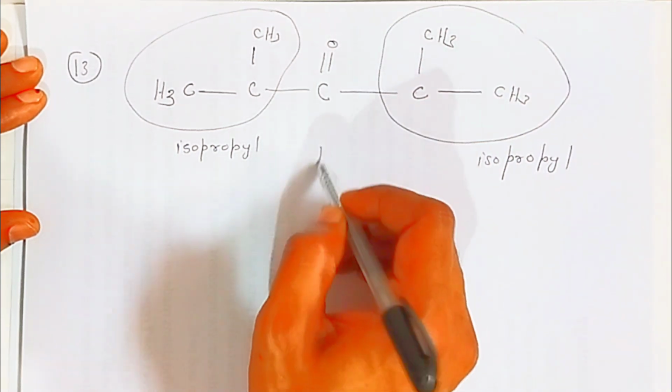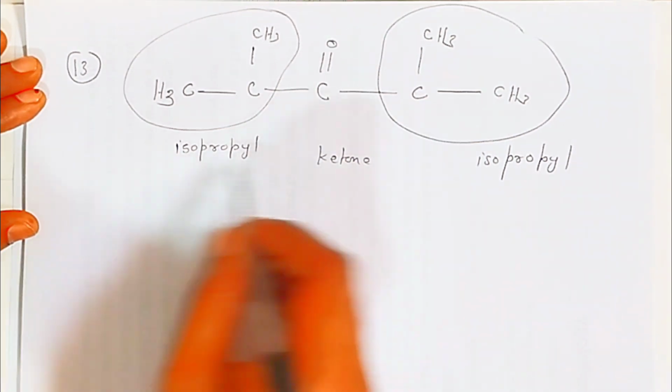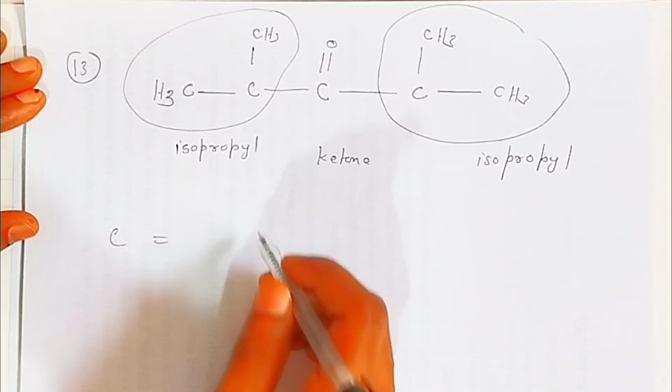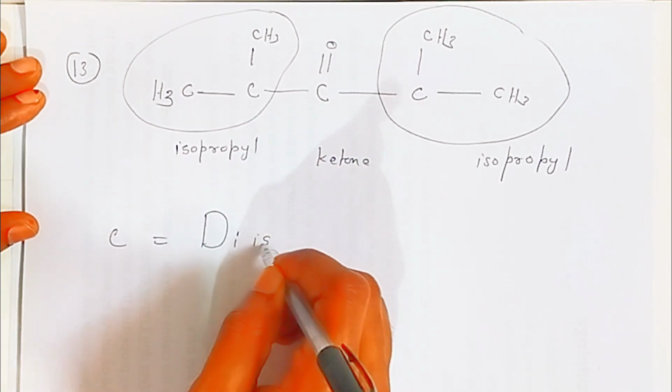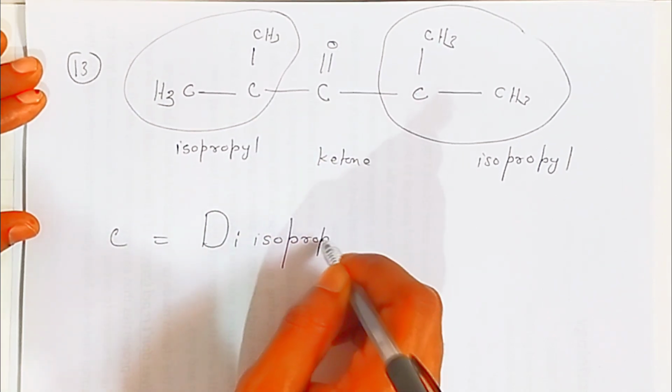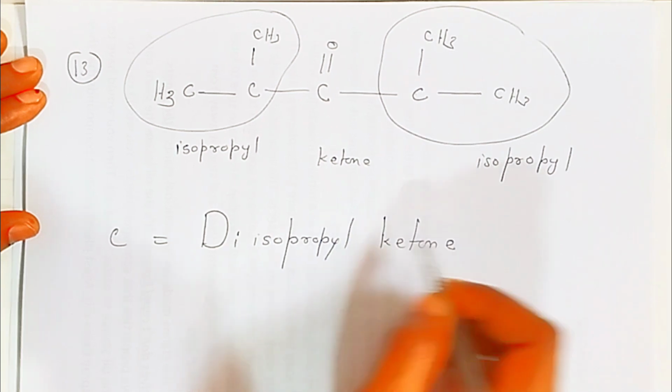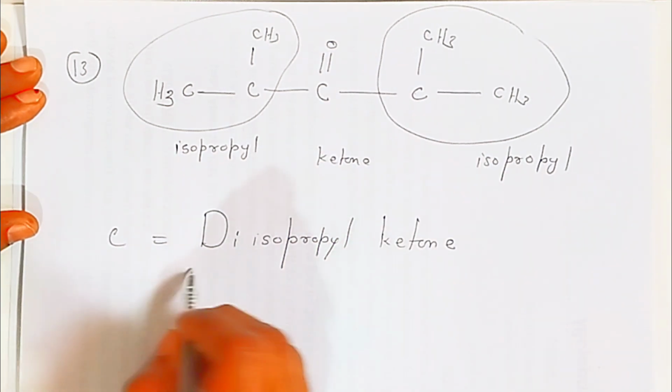And now this group is called ketone. Now this group we call what? Ketone. But here there are two isopropyl groups. So what will be the common name, students? We call it di-isopropyl ketone. The name of this molecule will be di-isopropyl ketone.